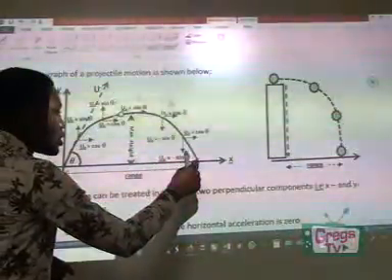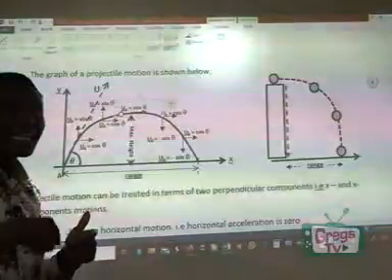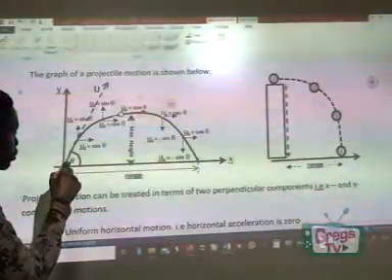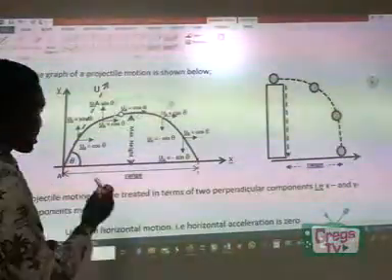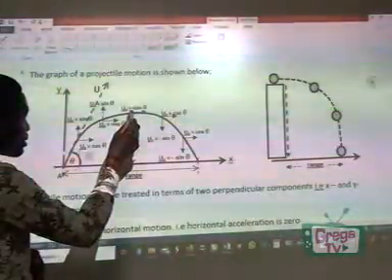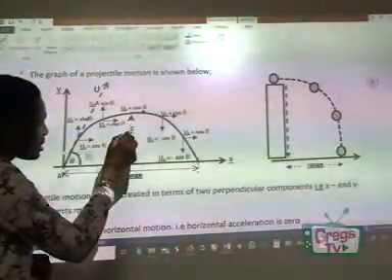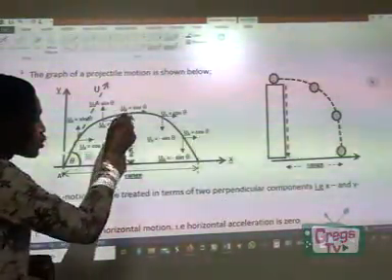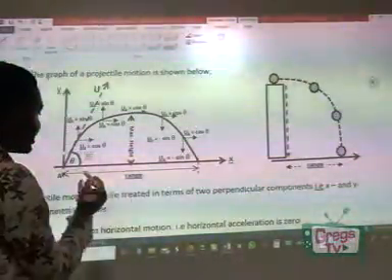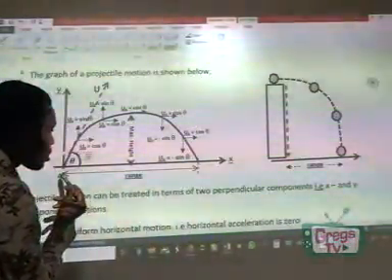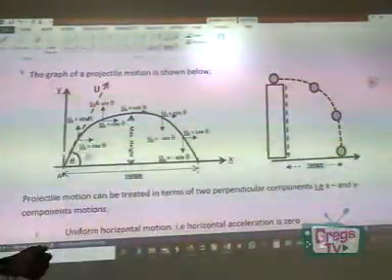Continue that way until it gets to the ground. And the moment it gets to the ground, do not forget that the time taken from this point of projection down to this point is the time of flight, while the time it takes from here to get to the maximum height is the time to reach the maximum height. And the total vertical distance covered is your what? Maximum height. Then the total horizontal distance covered after it has been projected is called your range.